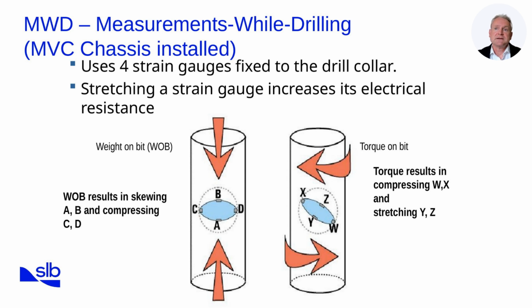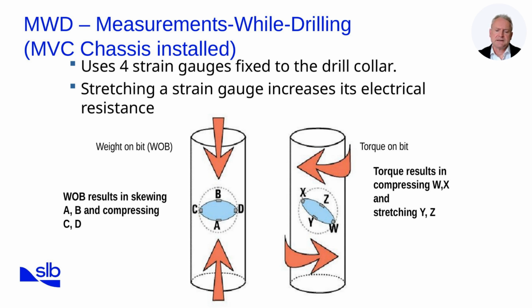Weight on bit is a fundamental parameter in drilling operations. MWD tools measure weight on bit using strain gauges fixed to the drill collar. These gauges detect stretching and compression as forces are applied downhole. When weight is applied, certain gauges skew or compress, while others stretch, altering their electrical resistance. This change is translated into a direct measure of force on the bit.